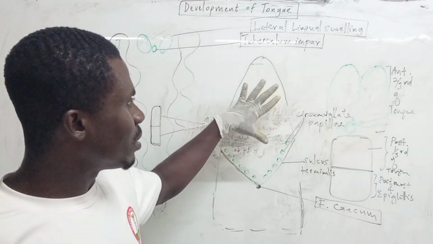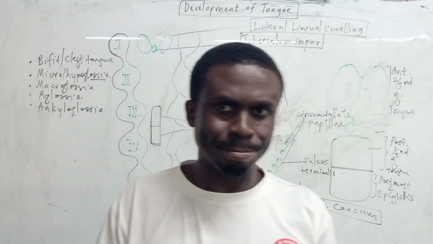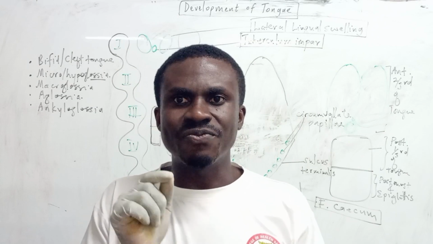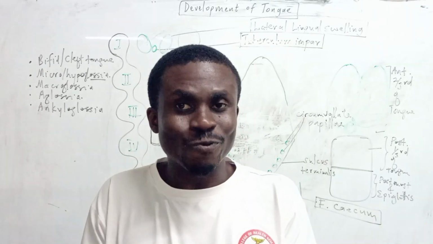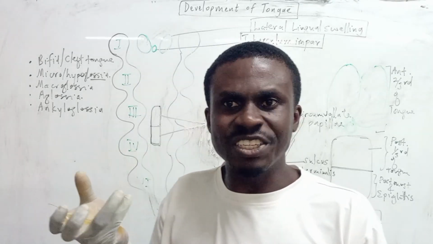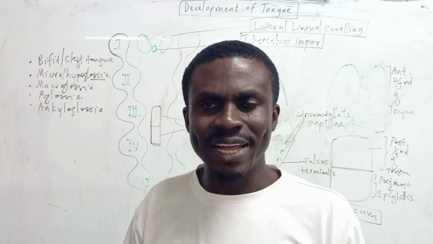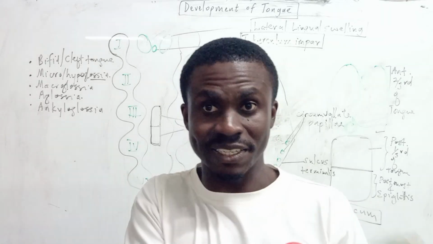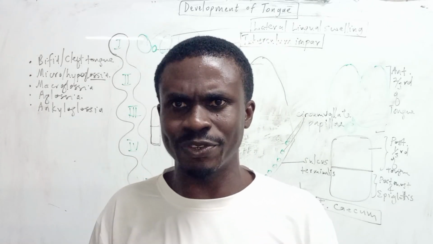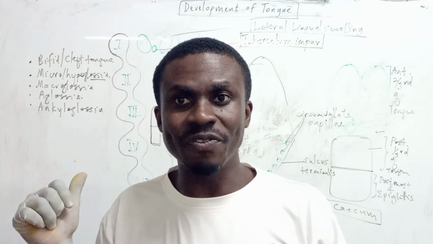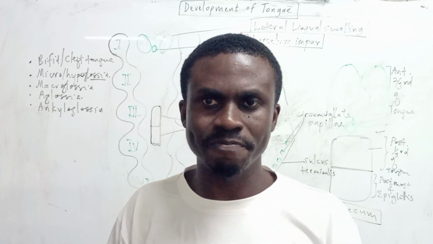Now, there is another thing that we have to understand. The first thing: the connective tissue of the tongue is coming from neural crest cells. Now, you remember we said neural crest cells, the fourth layer, give rise to a lot of structures. So the connective tissue of the tongue will be coming from the mesenchyme of neural crest cells.